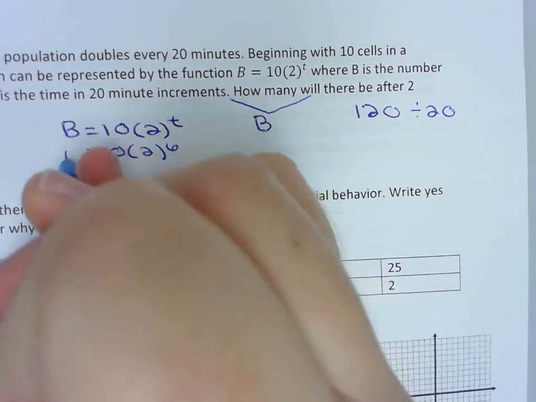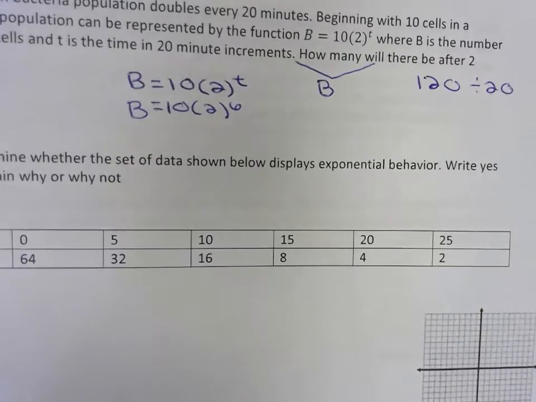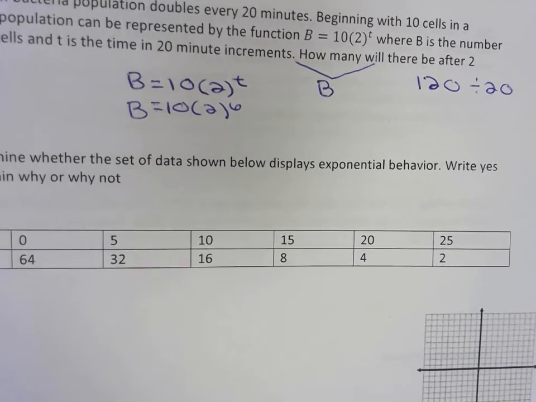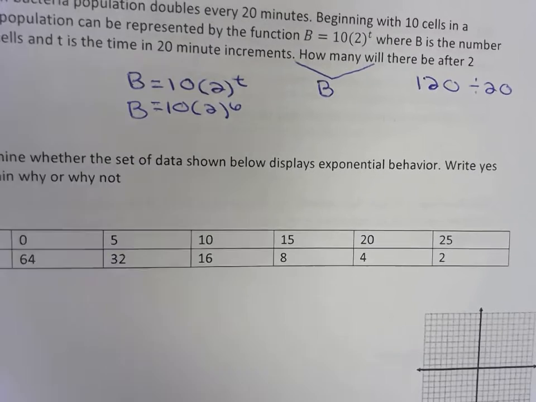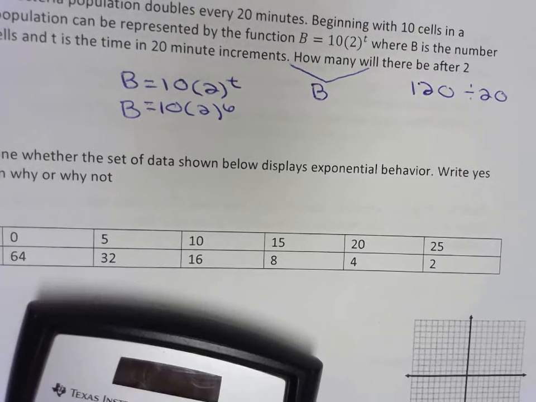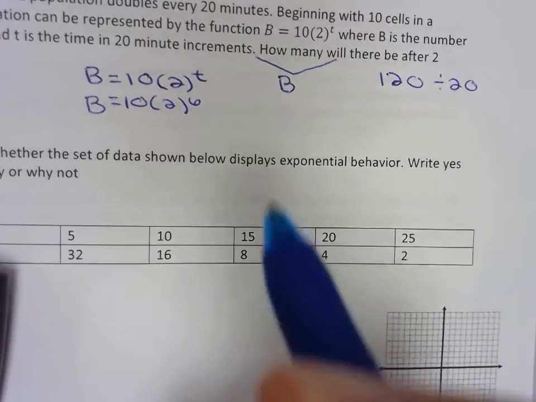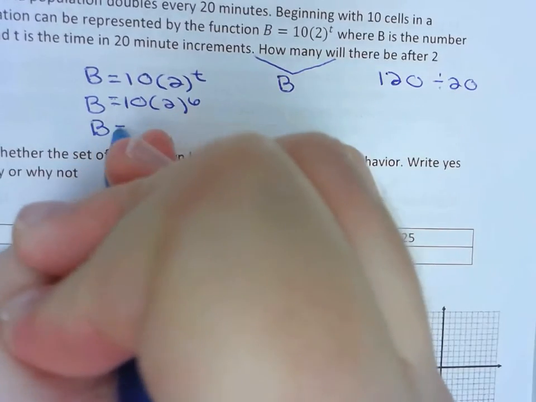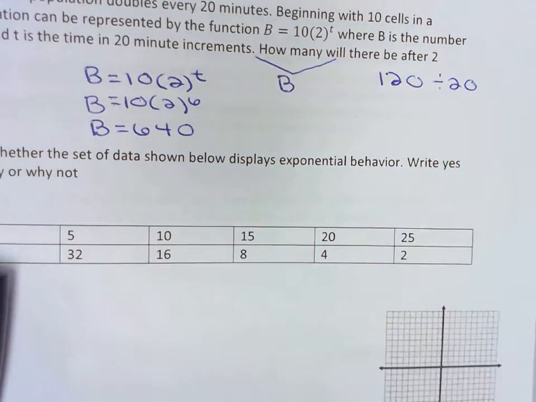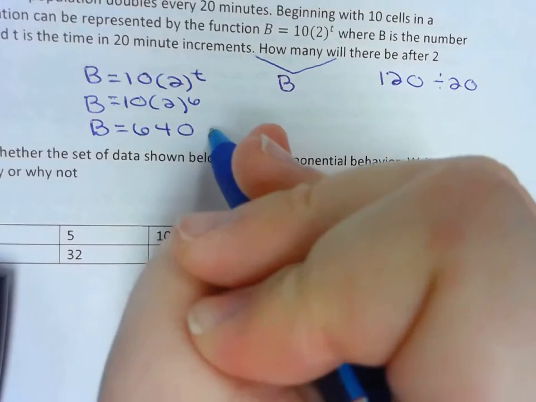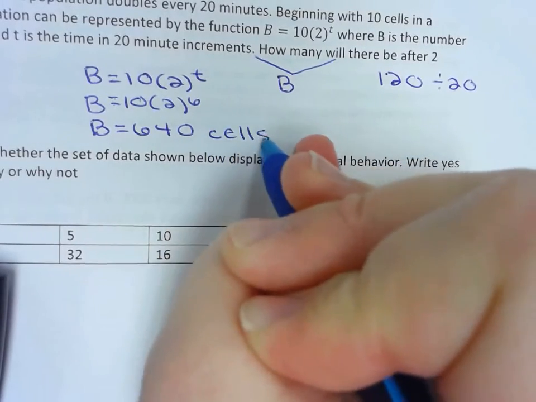So be careful with what their time is. They might try to confuse you and say T is the time in 20-minute increments. So that's going to be 6. If I plug this in my calculator, do 2 to the 6th times 10. 640. So 640 cells. Bacteria. You can put cells, that is fine. Make sure you label it.